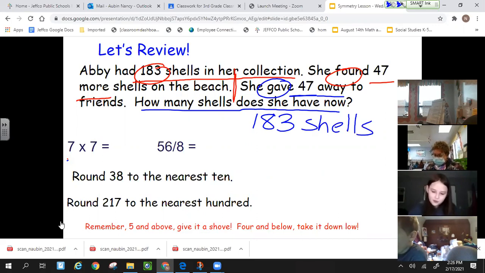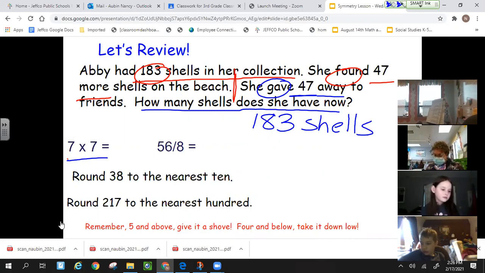So very clever. If she had 183 and she found 47 more, and then she gave 47 away, they're going to cancel each other out, aren't they? And what is she going to be left with? The beginning. That just means that you are visualizing and understanding your word problem. Well done.